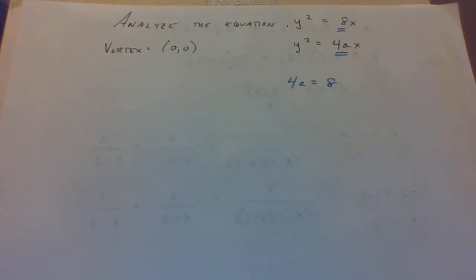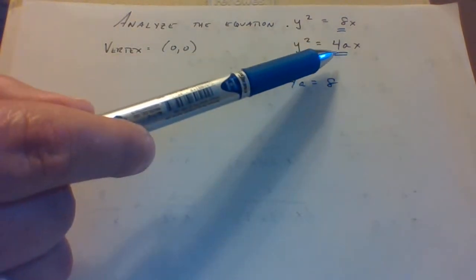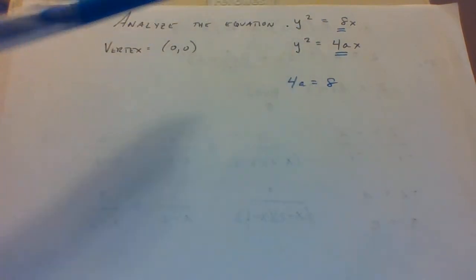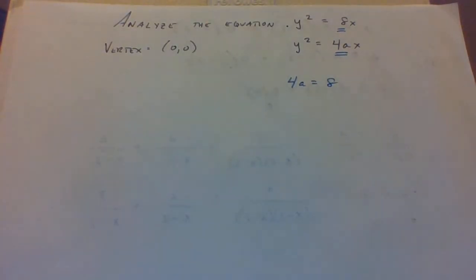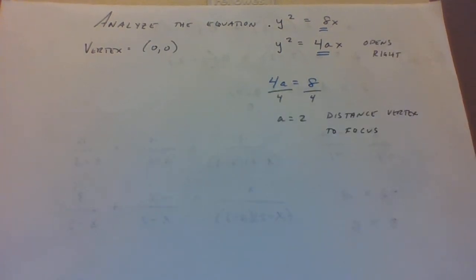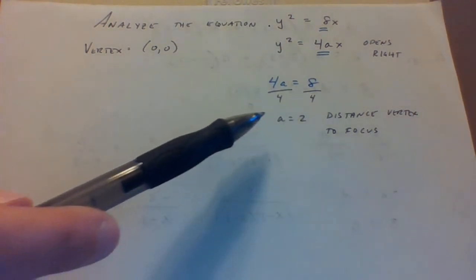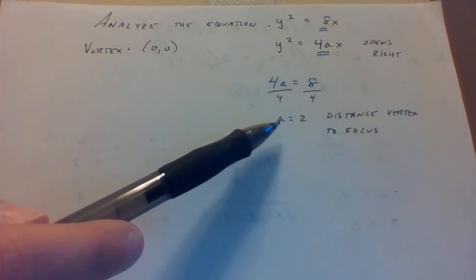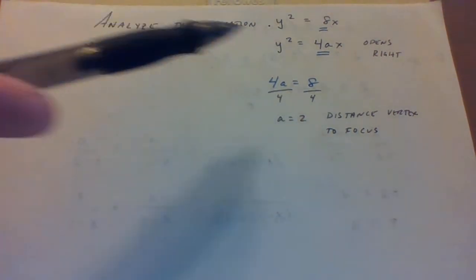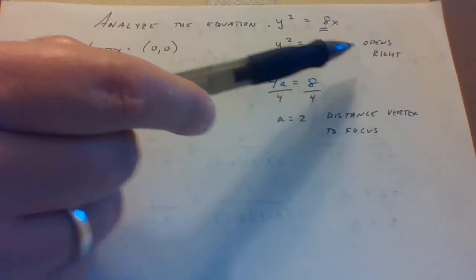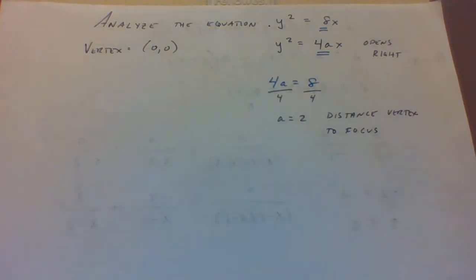If we're matching up pieces to our equation, we're going to set 4a equal to 8 so that we can solve for our a value. A in this case is going to be 2. So now we have some information to get us started. Our distance from our vertex to our focus is going to be 2 units. We know our parabola is opening to the right. We also know that if we count 2 units in the opposite direction, so in this case going to the left, that's going to help get us our equation for our directrix.